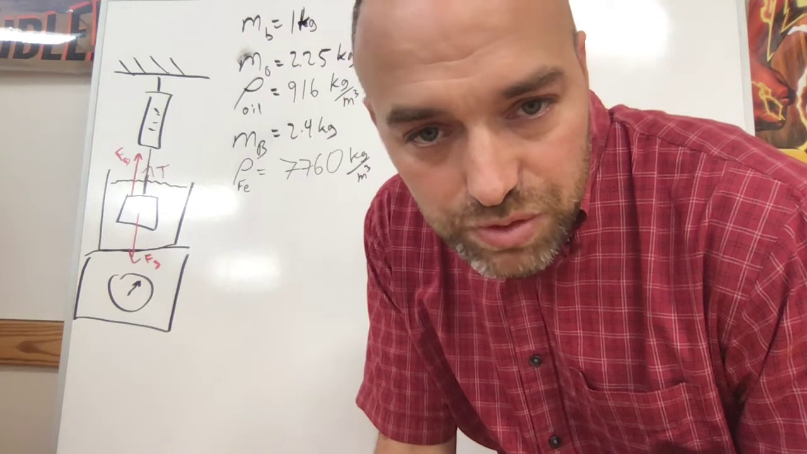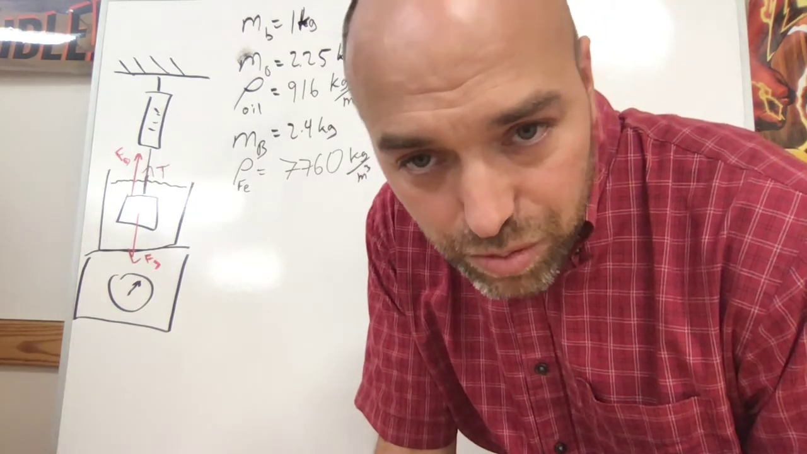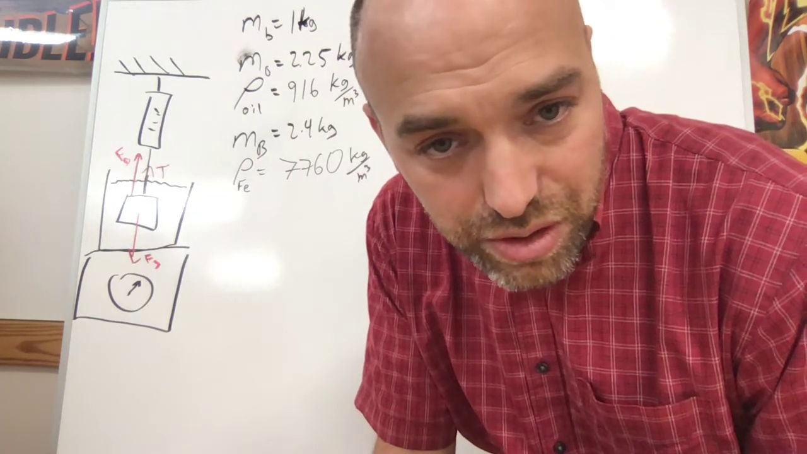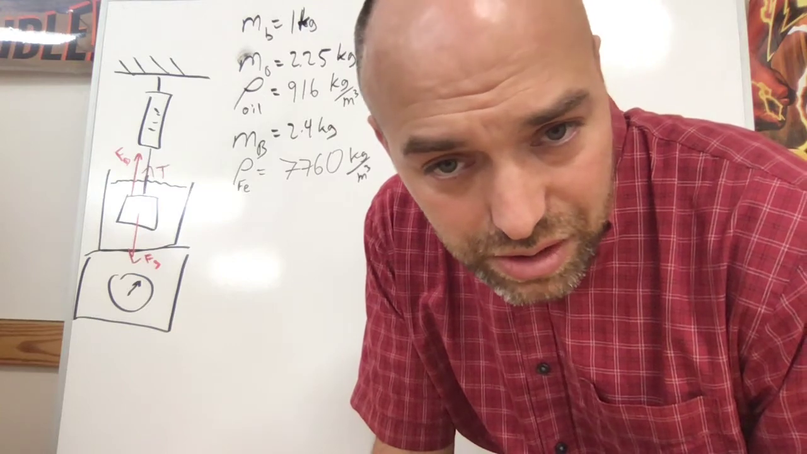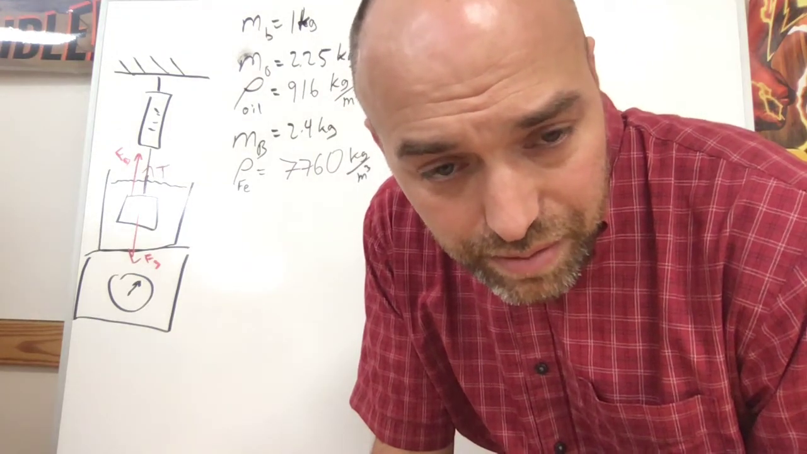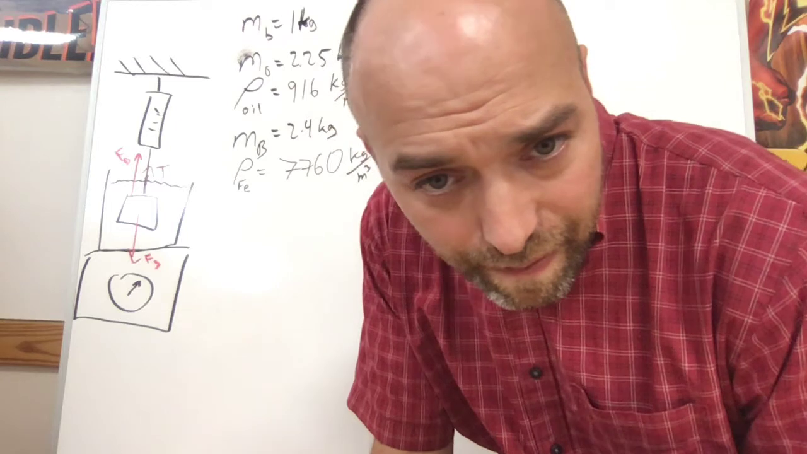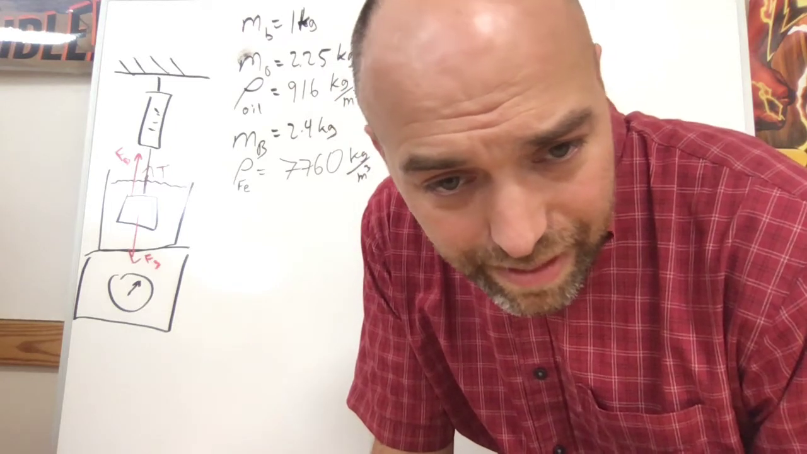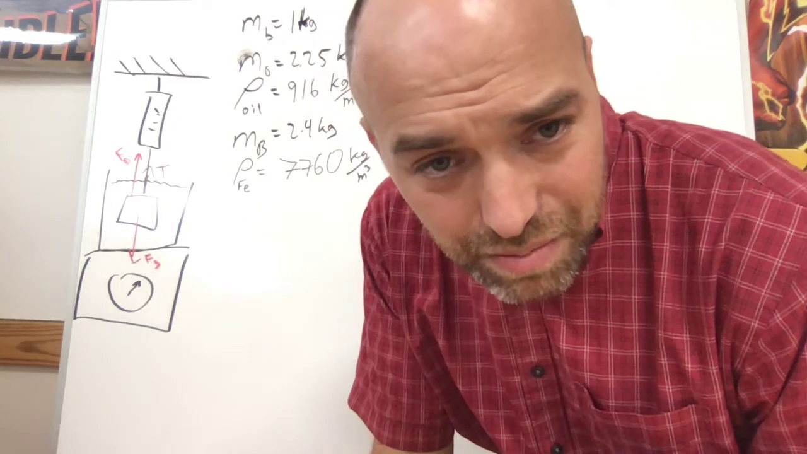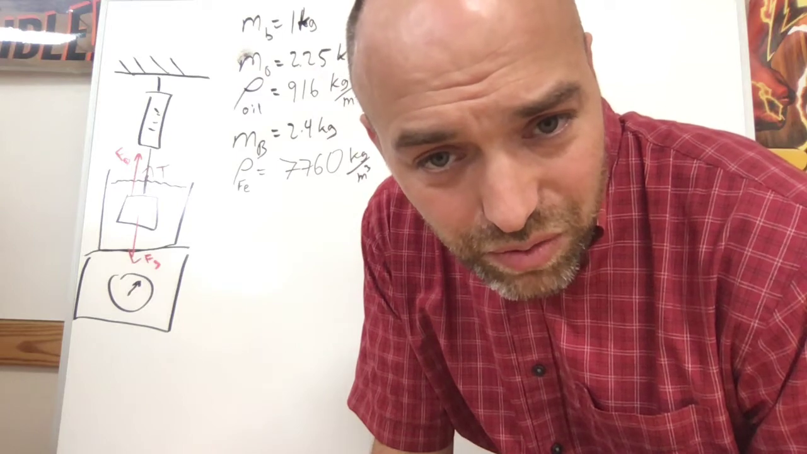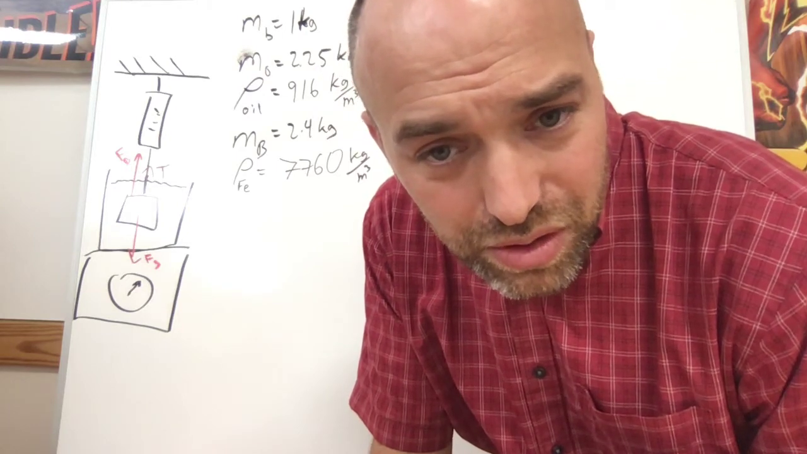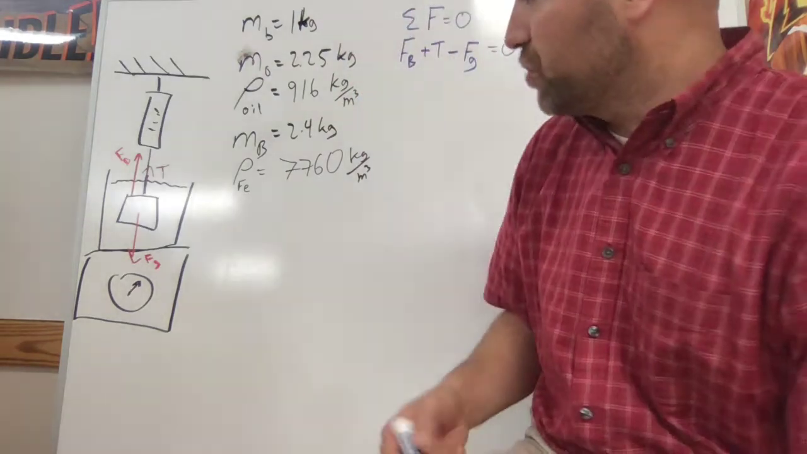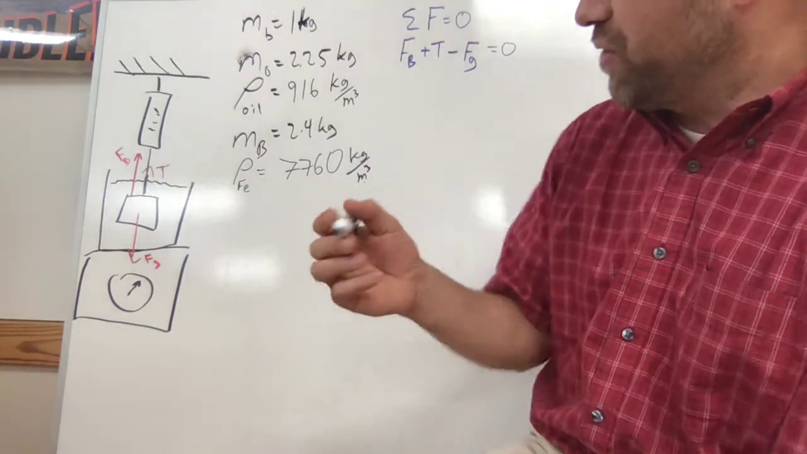Density times volume times gravity. Density of fluid, volume of object, gravity. Yes, that looks good. You've got your density there. It's a little on the blurry side, but generally it looks like you did it right. I can't tell for sure, but let me just write it out. Okay, I think you've got it right.